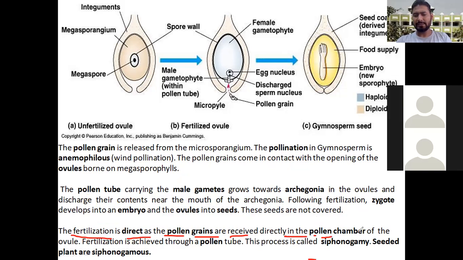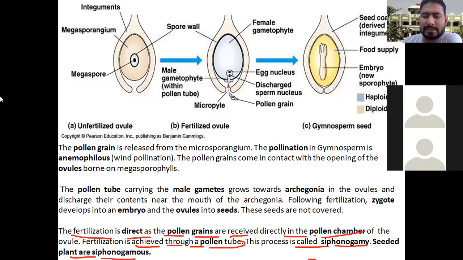Directly in the pollen chamber of the ovule. Fertilization is achieved by the pollen tube. The process is called siphonogamy. Seeded plants are siphonogamous. You have to learn, the pollen tube is going to grow, that means they form a siphon-like, tube-like structure. So seeded plants only perform the siphonogamy type of fertilization.